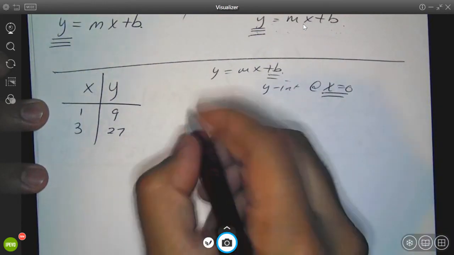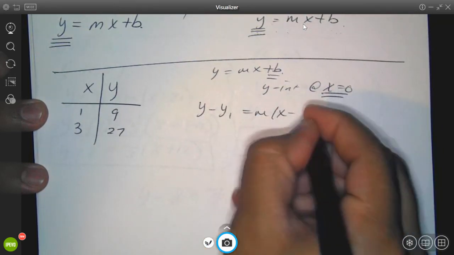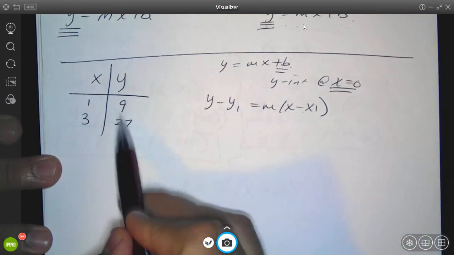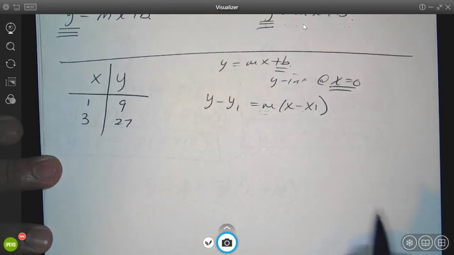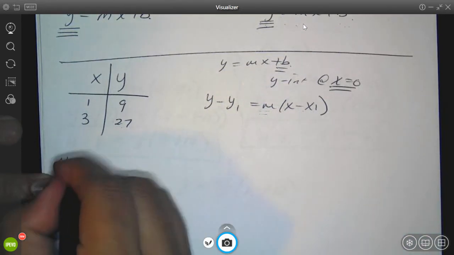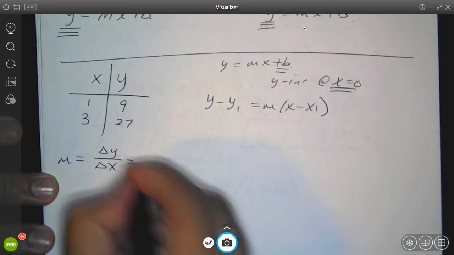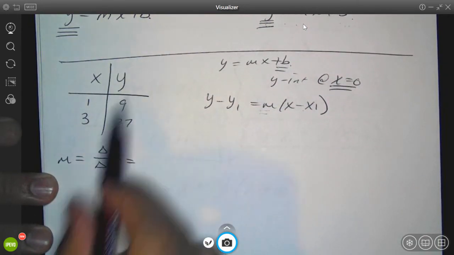So the next thing I have to do is use my point slope. Do I have a point given to me? Yeah, I actually have 2, so I can use whichever one. But the thing that we're missing is slope. Well, how do we find slope? Given a table, I just do the change in y over the change in x.